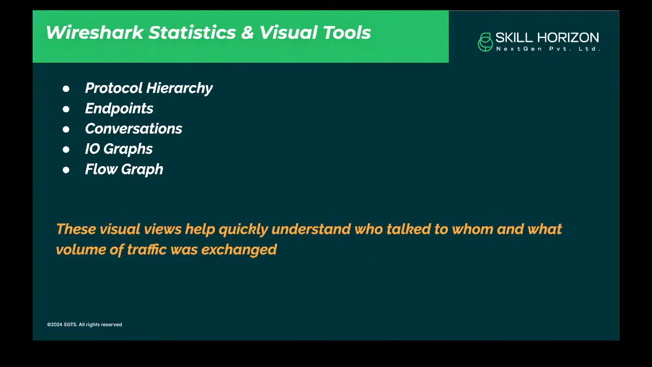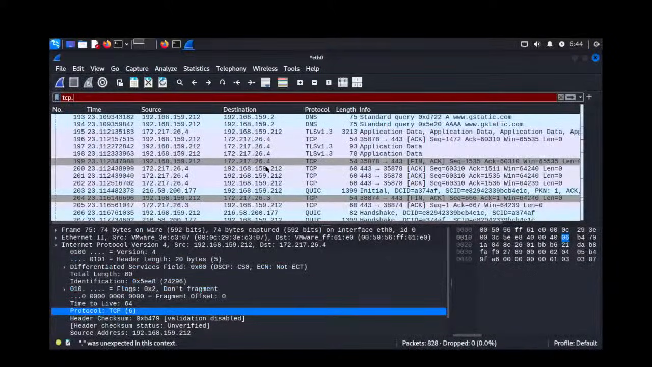Now, the Wireshark statistics or visual tools. I already showed you how you can see the visuals of Wireshark, like the protocol hierarchy, endpoints, conversations, IO graphs, or flow graphs. These visuals will help you quickly understand the capture, like who talked to whom and what volume of traffic was exchanged. So these are all visual tools. Let me show you the visual tools again.